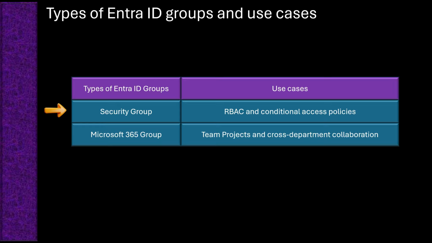If you need to grant a specific set of users access to a resource like a SharePoint site or an Azure VM, you will create a security group for those users. For example, if you have a project team working on a confidential project, you can create a security group for the team and grant that group access to the necessary resources.